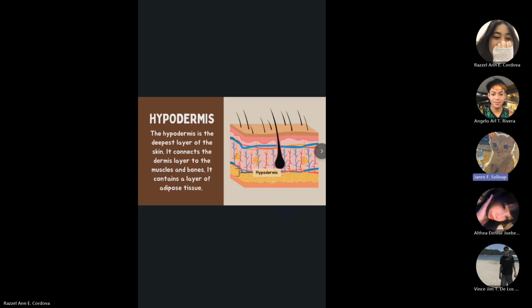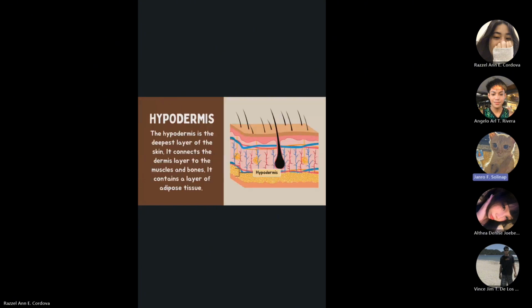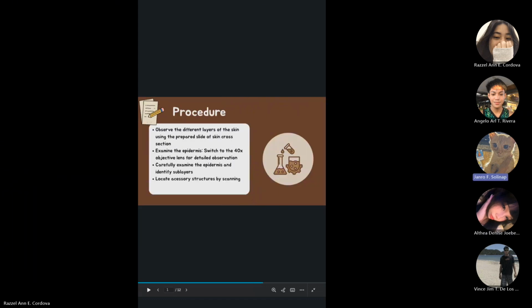Next slide. In our procedure, we observe a prepared slide of skin cross-section under the microscope. We examine the epidermis under the 40 times objective lens to identify its sub-layers, and then scan the dermis and hypodermis to locate hair follicles, sweat glands, and sebaceous glands.